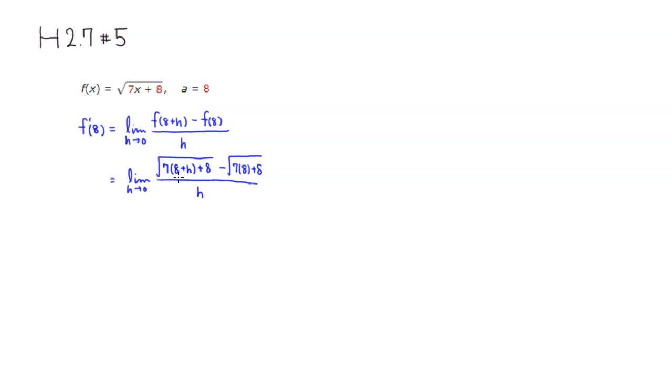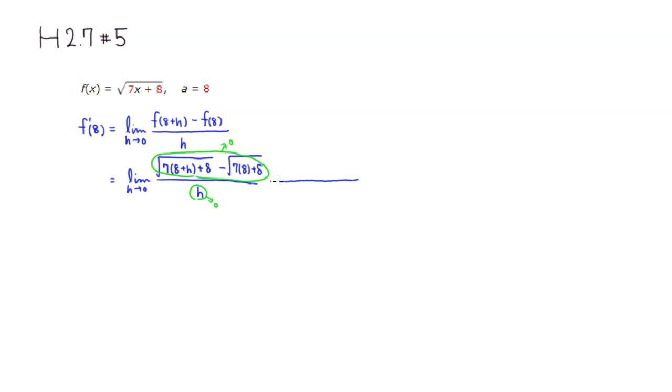Whenever we need to evaluate the limit, we have to see what happens when you plug in 0 here. You can see that the denominator approaches 0. And the numerator is going to be 0 as well: you have the square root of 7 times 8 plus 8 minus the same thing. So the numerator approaches 0, and we're going to have to do something. This is an indication of having a common factor.